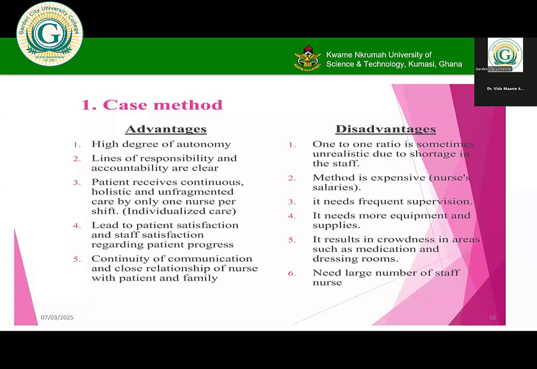And the disadvantage is that a 1-to-1 ratio is sometimes unrealistic due to the shortage. Even if you have a lot of nurses, it is not realistic. The method is expensive because of the nurse's salary, since he or she is taking care of a patient, and you need to increase the salary. It needs more equipment and supplies. As a result, there is crowdedness in areas such as medication and dressing rooms, and a large number of staff is needed. So this is the case method, or total nursing care.